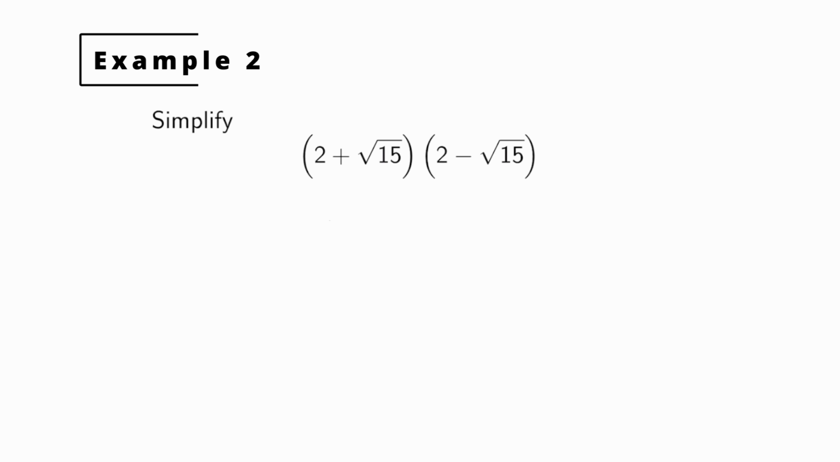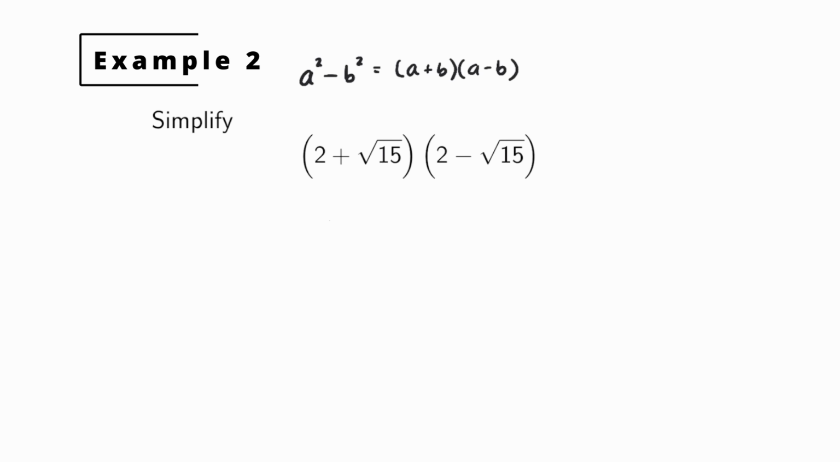Example 2. We first notice we want to multiply out these two factors here. We notice though that we have conjugates here. What I mean by that is we have 2 plus root 15, and over here we have 2 minus root 15. So the two numbers are the same, but the sign in between them is different. If we know how to factor a difference of squares, a squared minus b squared will factor into a product of conjugates, a plus b times a minus b.